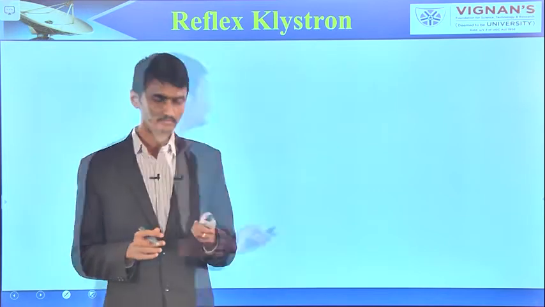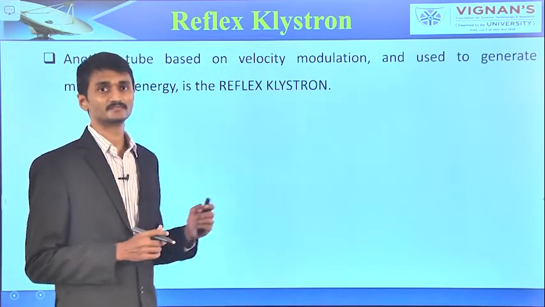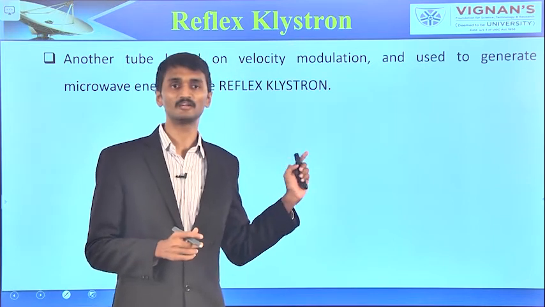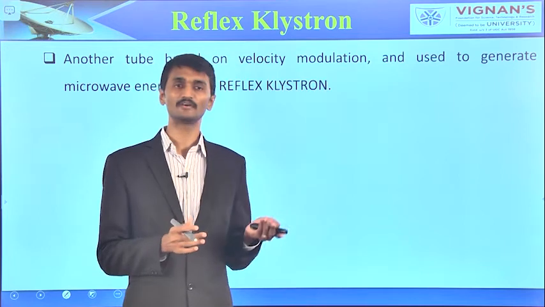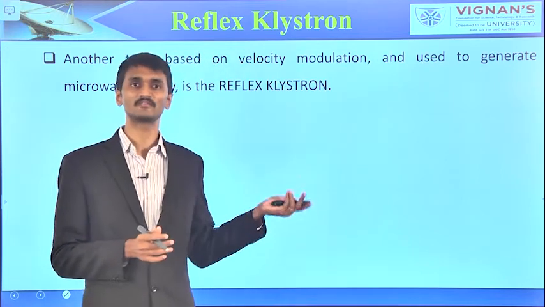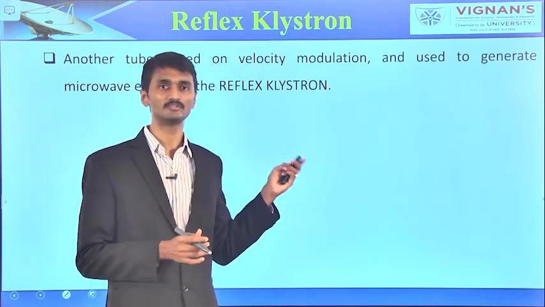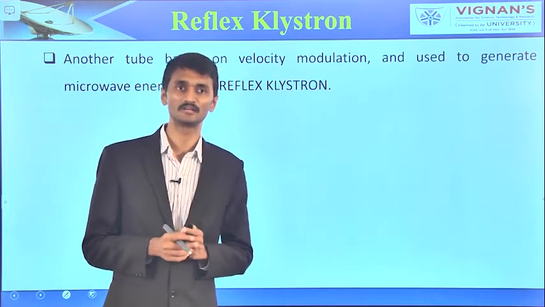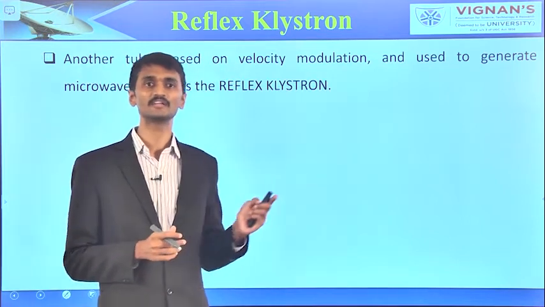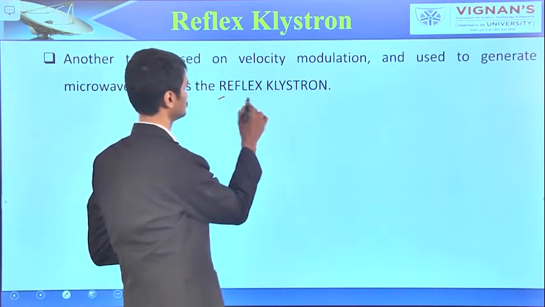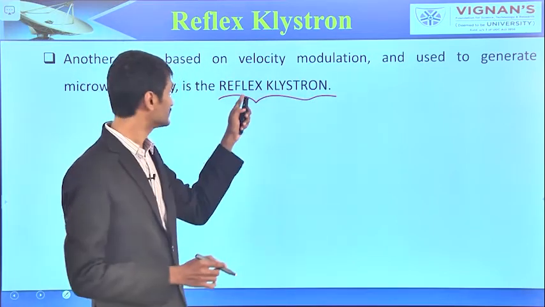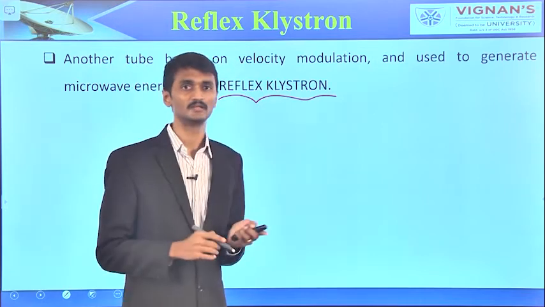Now, it is another tube based on velocity modulation, like the two cavity klystron amplifier, which is also based on velocity modulation. Here also, it is a tube based on velocity modulation and used to generate microwave energy. It is called the reflex klystron. Why it is called reflex klystron, I will tell you later.